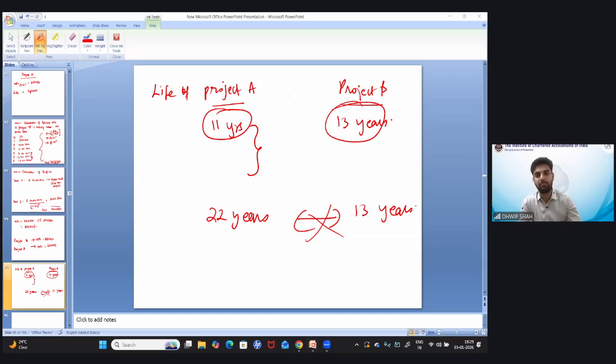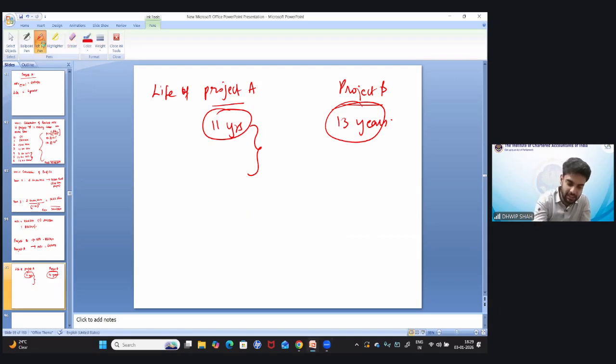A common multiple is not 12. How can it be 12? We have to find the LCM. Can I say, in such a situation, ideally what will happen? To make the life of A and B equal, take project A 13 times, and take project B 11 times.